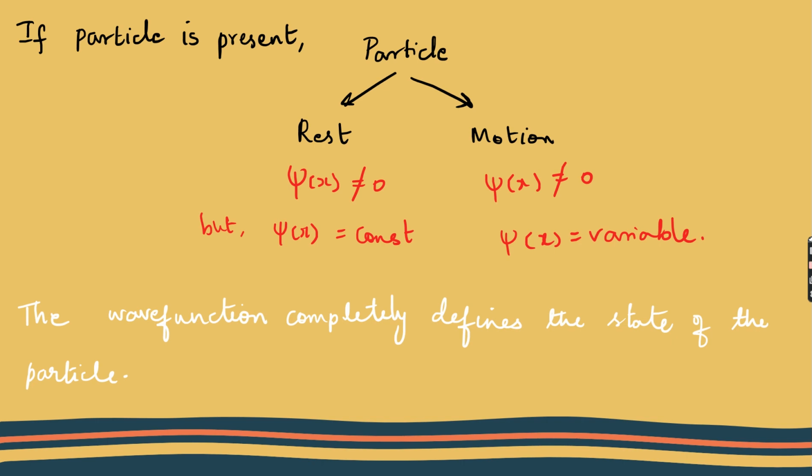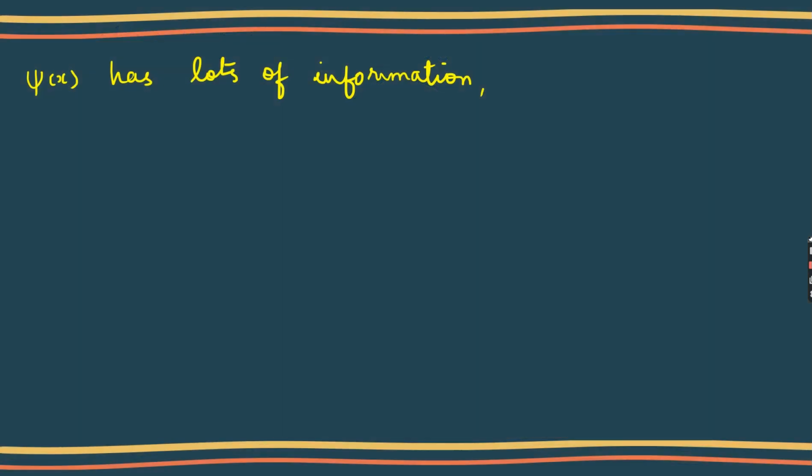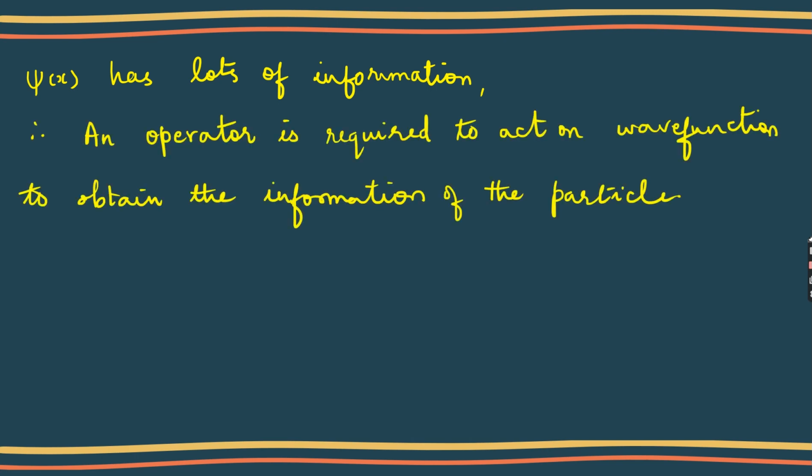Basically, we need information about the particle: which energy it is in, what its momentum is, and what its position is. How do we find that? We need a wave function, and we have a wave function, which can either be a constant or a variable. How can we find the energy, momentum, and Hamiltonian of this particle? Since psi of x has a lot of information, we need to get all this information from psi of x. We require an operator. An operator is required to act on this wave function, and this operator will act on the wave function and give what we need.